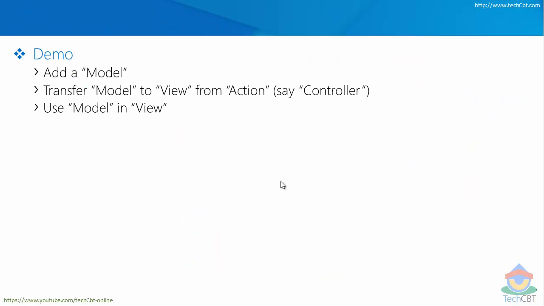And now let us add one more demo. I would like to have a model added to our existing solution, and I would like to use that model to hold some data which needs to be transmitted from action to the view. The action is going to be responsible to create or instantiate the model and send it to the view, and the view is supposed to honor that model, fetch the information from the model, and finally display that information right inside the view, generate the HTML and send it across. So that is what I am going to show now.